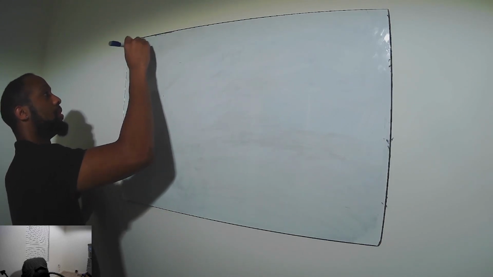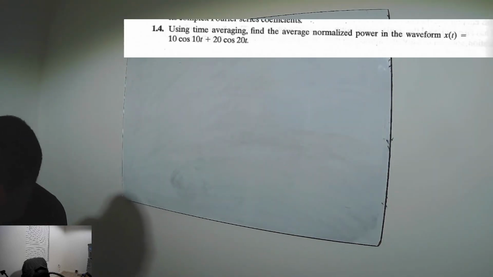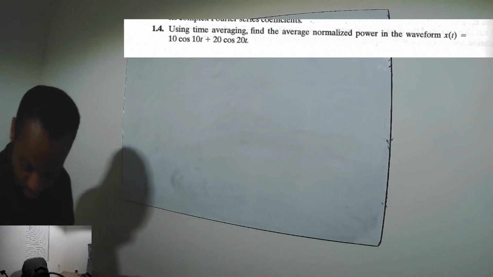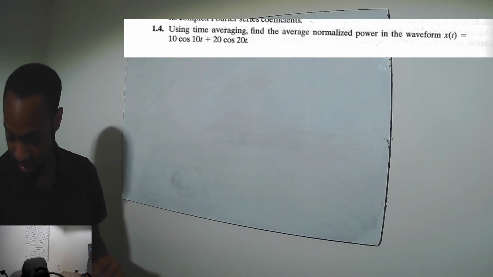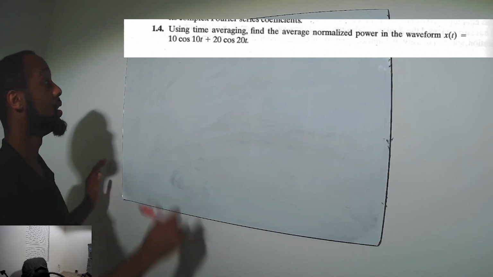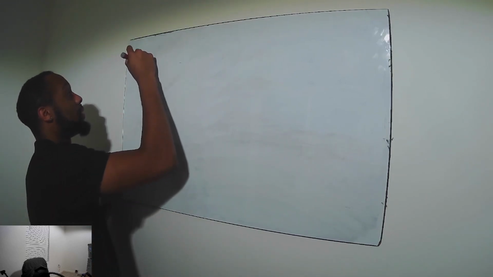So the next problem says, using time averaging, find the average normalized power in the waveform x(t) equal to 10 cosine 10t plus 20 cosine 20t. So they want us to find the average power. So we know it's a power signal.